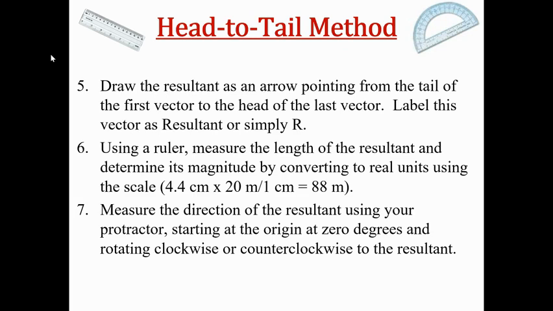Using your protractor, line up the 0 degree mark with one side of your angle that you're measuring, and make sure that you're starting at the origin with your measurement. And from there, rotate clockwise or counterclockwise, depending on the direction of your resultant, to measure the angle that it is pointing at. The angle that the resultant is pointing at is the direction of the resultant.